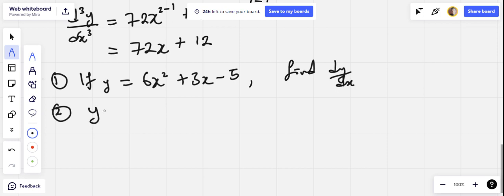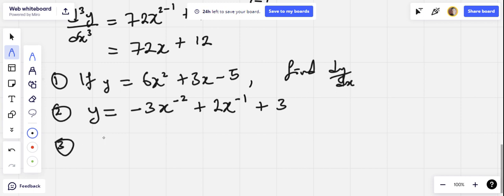Number two, if you have y equals minus 3x raised to the power of minus 2 plus 2x raised to the power of minus 1 plus 3, find dy dx.